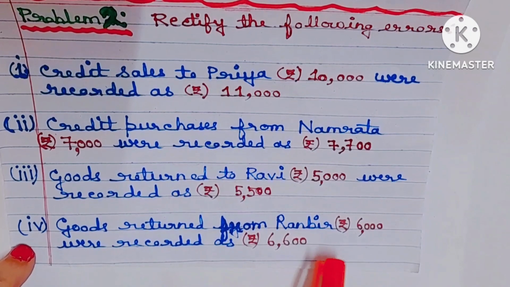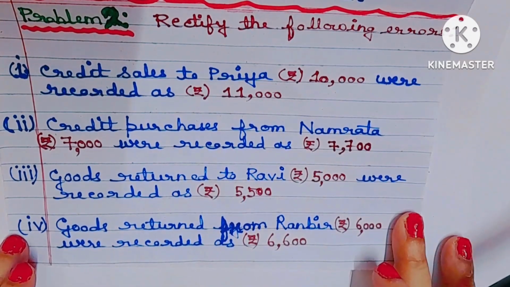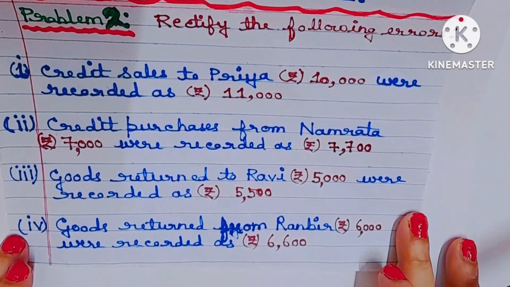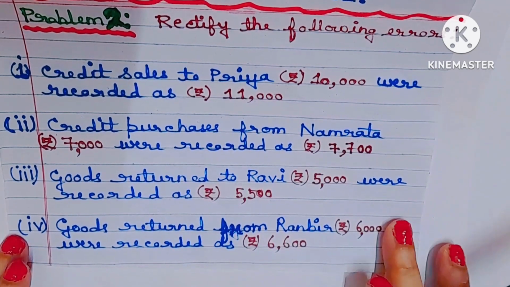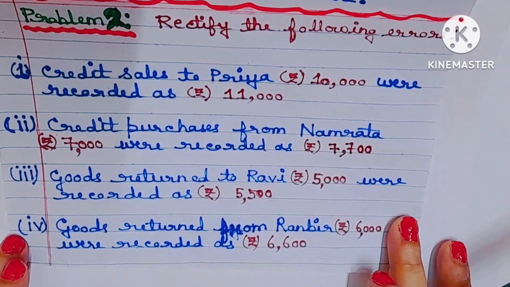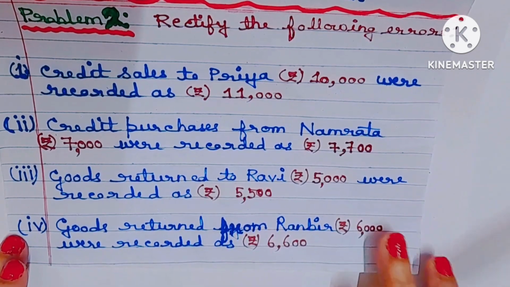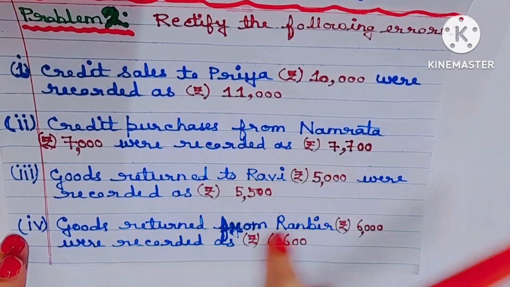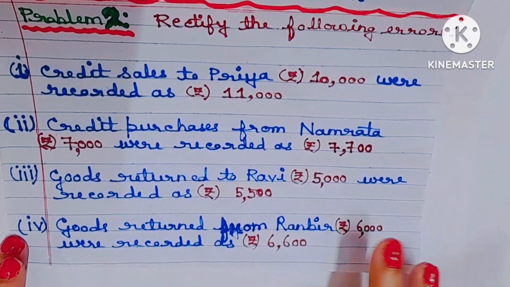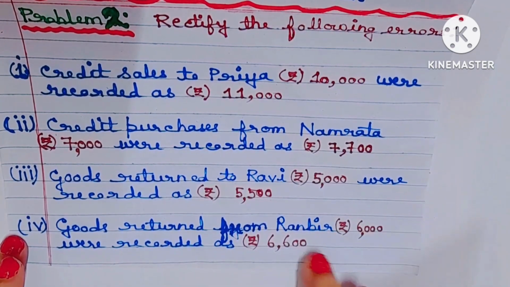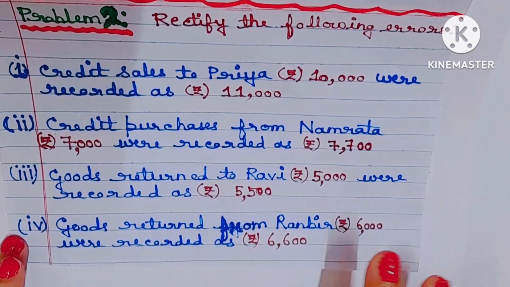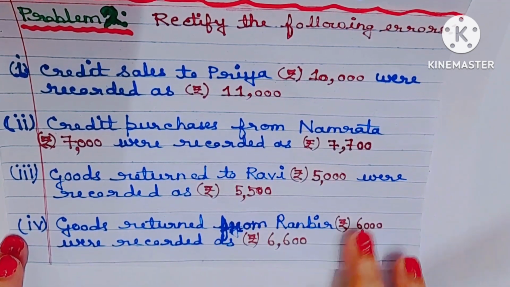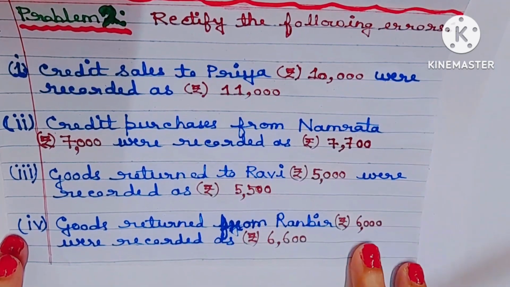So the amount was recorded more. Why did I choose two problems like this? To show you the difference. If the amount was recorded more, how to rectify? And if the amount was recorded less, how to rectify? This is the reason the correct part I have kept the same, and the wrong part I have recorded differently. Okay? I have kept the correct part the same, but the wrong part I have made different.